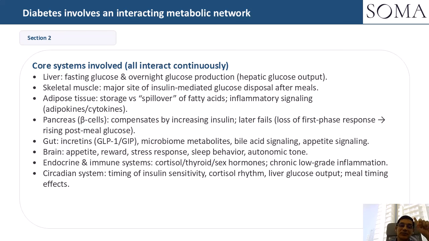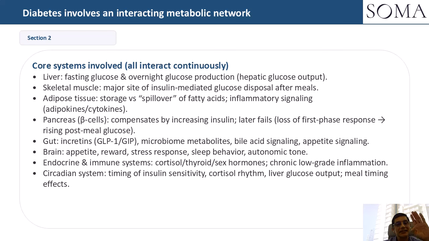Now eighth is our immune system. Chronic low-grade inflammation is not just an association, it is a part of the mechanism. Inflammation alters insulin signaling, worsens endothelial function and contributes to beta cell stress. So diabetes is, in many patients, also an inflammatory metabolic disease.